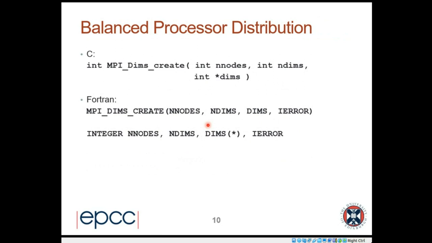So typically what you do is you do MPI com size to work out how many processes there are. You do MPI dims create, where you say, I want to arrange these processes into a logical 3D grid, and it will suggest dimensions which give a sensible decomposition, and then you will use those dimensions in your call to MPI cart create. You don't have to use those, you can use what you want.